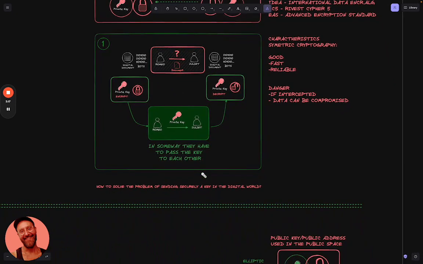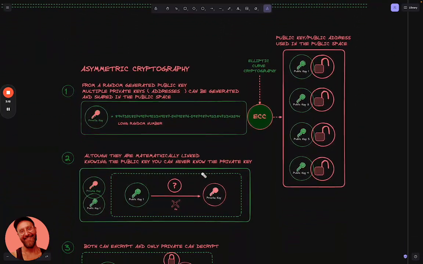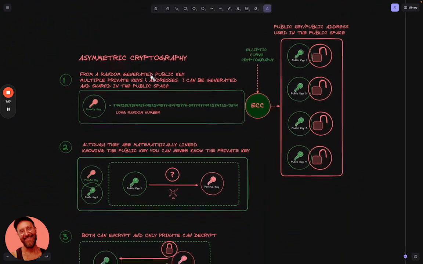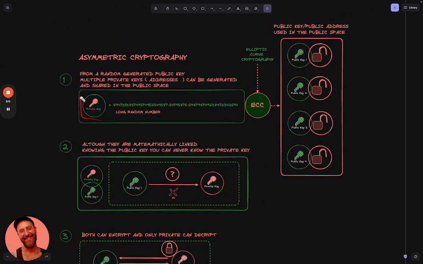How do we solve this problem? Well, here is where asymmetric cryptography comes in. In asymmetric cryptography, we start from a private key, which is again a long random number. We pass this long random number to an algorithm, in this case the elliptic curve cryptography algorithm, and with this private key we can generate different public keys that act in the public space like open locks.